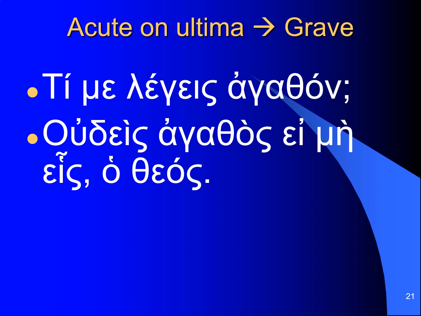Me also would have an acute accent on the ultima, but it's followed by another word, so it changes to grave. Heis has a circumflex accent, and circumflex accents don't change even when they're on the ultima, besides which in this case heis is followed by a punctuation mark, so it doesn't change to grave. And then we have ho theos. Theos has an acute accent on the ultima, but it's followed by a punctuation mark rather than another word, so it doesn't change.